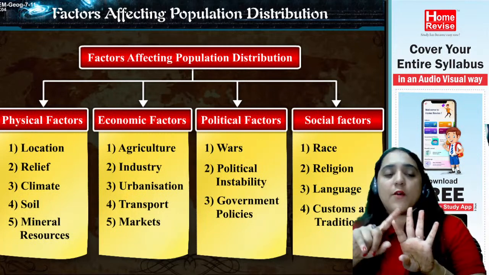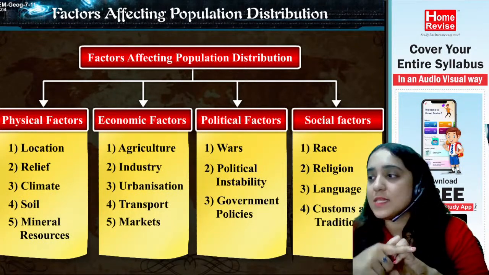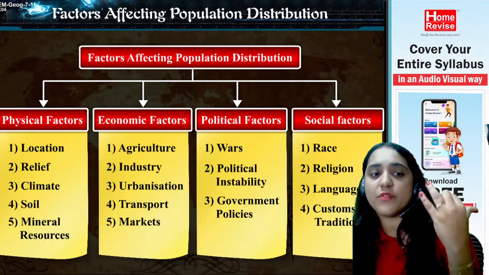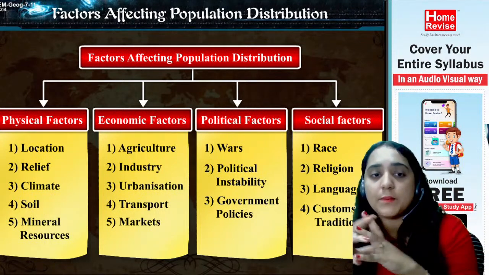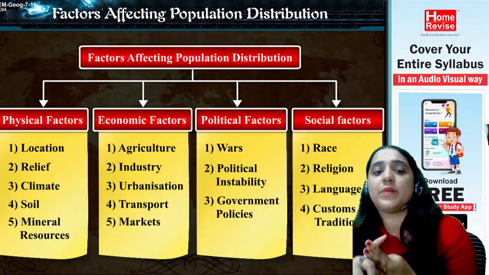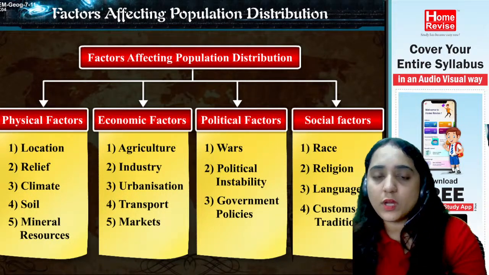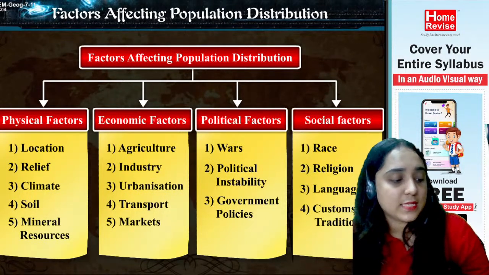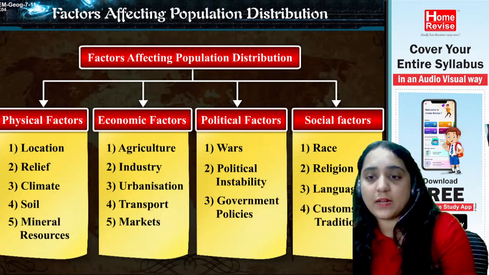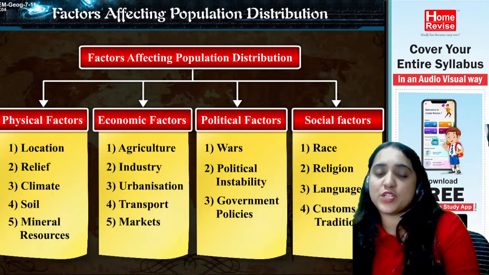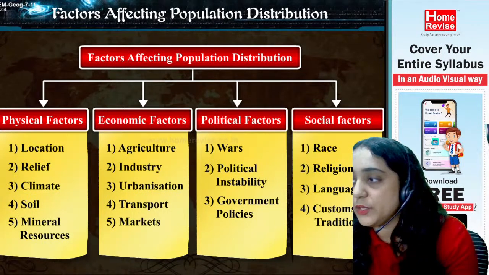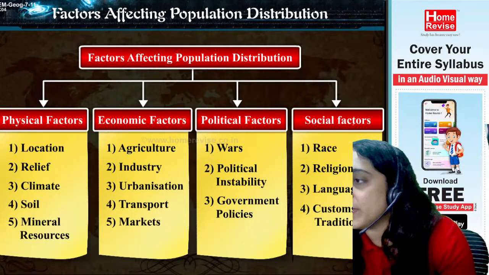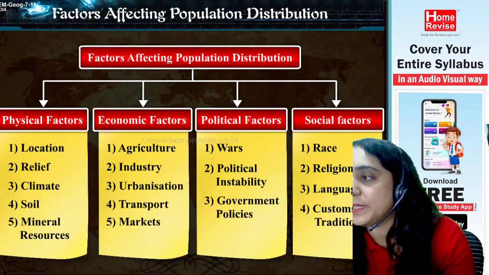So if I talk about the factors affecting the population distribution, there are four factors: physical, economic, political and social factors. If I talk about the physical factors: location, relief, climate, soil and mineral resources. The economic ones: agriculture, industry, urbanization, transport and markets. The political: war, political instability, government policies. And the social factors can be race, religion, language, customs and tradition. I hope things are clear to you. Yes, everyone. Kalyani, Gauri, Shreya, Satish, I hope things are clear to you, beta.